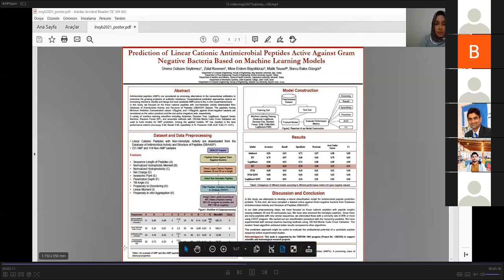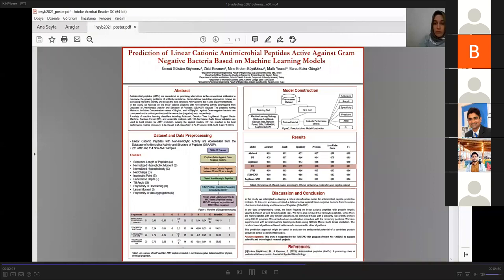And this table is an example of antimicrobial peptides and non-antimicrobial peptides included in our gram-negative data set. As you see, the first column is sequences, and the other 10 columns are our features. The other is our minimum inhibitory concentration values, and according to these values, we create our class labels.